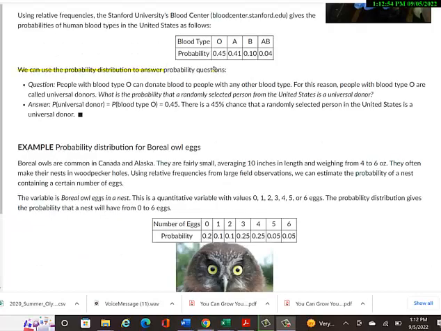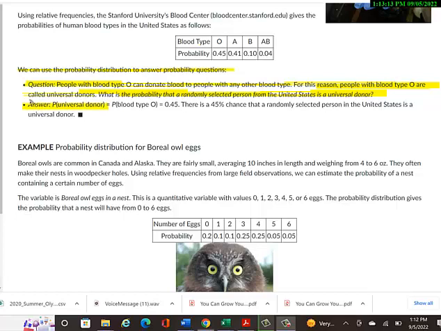Okay, we can use the probability distribution to answer probability questions. For one question, we can say, well, people with blood type O can donate blood to people with any other blood type. For this reason, people with blood type O are called universal donors. What is the probability that a randomly selected person from the United States is a universal donor?